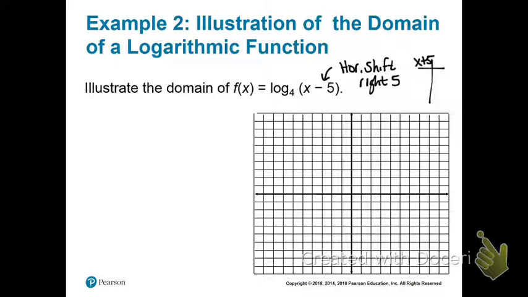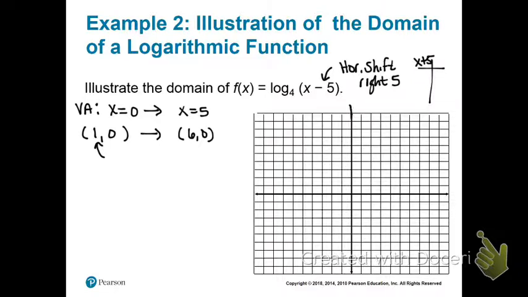Well, let's think about some things we know. For one thing, we know that all the parent functions, which this would be a parent function if it didn't have the minus 5 there, have a vertical asymptote at x equals 0. But we're moving ours to the right 5, so now it's going to be at x equals positive 5. They also go through the point (1, 0). Here's your x value. We're going to move it to the right 5, so now we're going to have the point (6, 0).